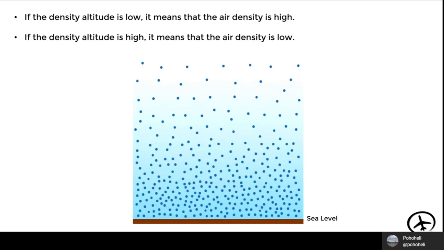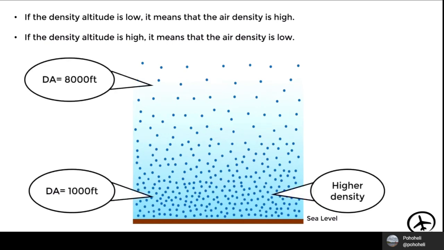And if the density altitude is high, it means that the air density is low. For example, a density altitude of 1,000 feet will represent a higher density than a density altitude of 8,000 feet. Let's finish this explanation with the next example.